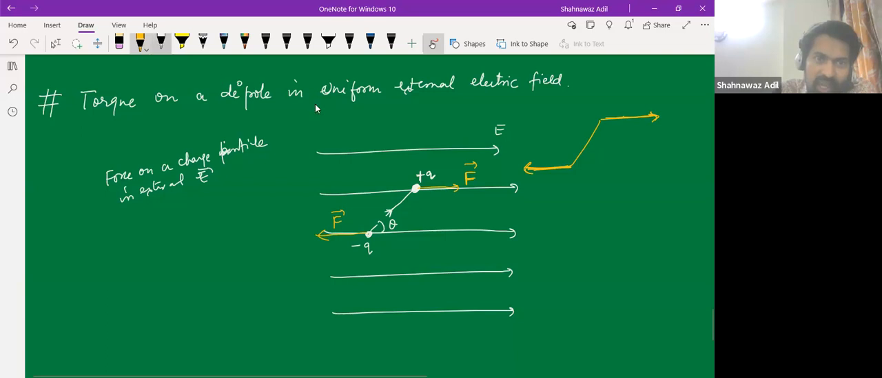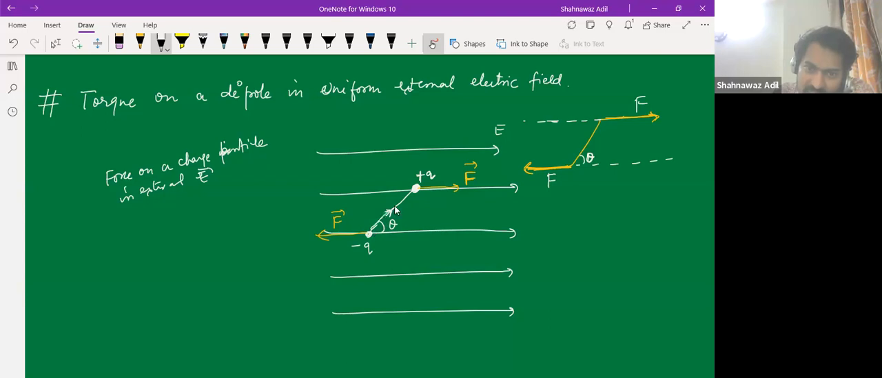So this is a couple, right? And what is the line of action? This is the line of action. These are the forces. So it will not move in this direction or this direction. It will rotate, right? It will have some rotational effect. So we will talk about this in the next class. Just remember that this is what.